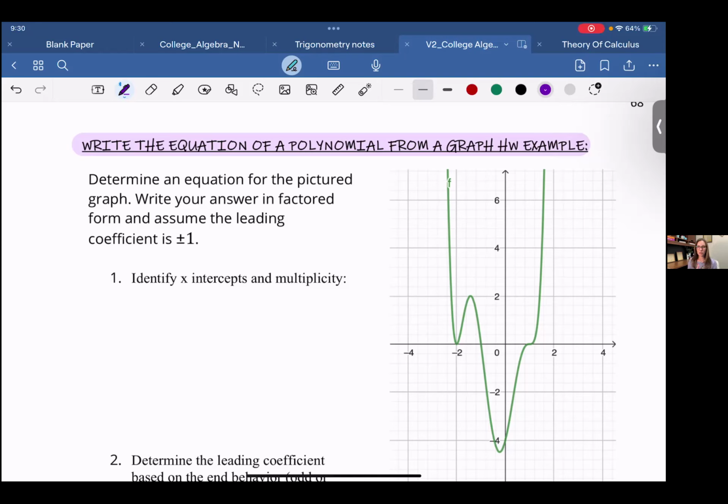Now, we already have learned about end behavior and odd and even functions. So you can already tell by looking at the graph whether it's going to be positive or -1. So that's a good place to start. This is an even degree function because both of the ends are pointing up.